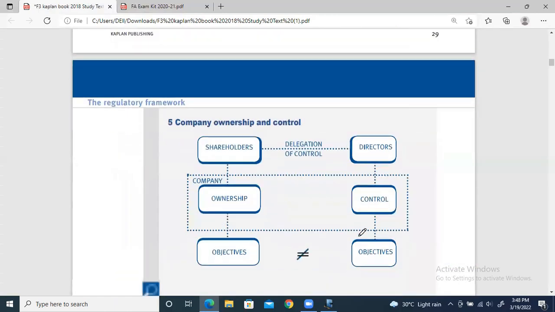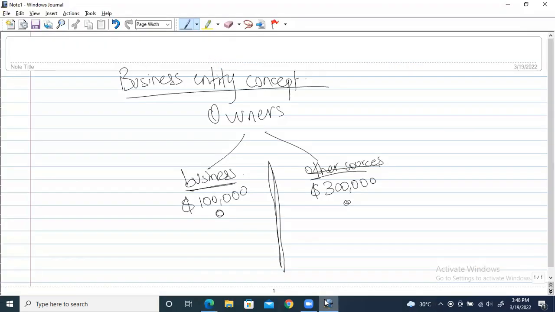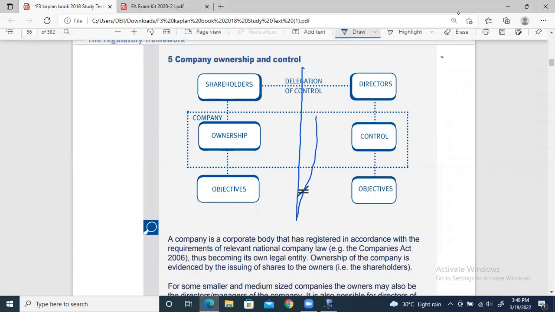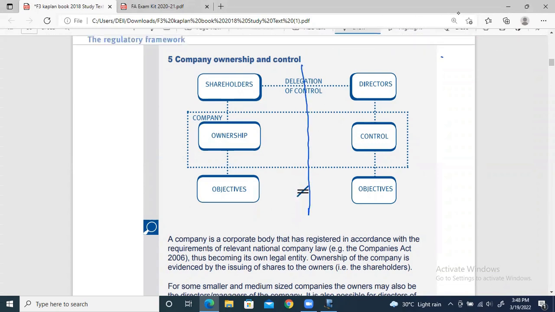I hope you got it. I've already explained this over here in the separate entity concept, business entity, but let me give you a brief introduction again. So what happens is that there is a big wall in between these two people. I'm just making a big wall. Sorry, it's made a little bit unsymmetrical. So this is the wall, right?